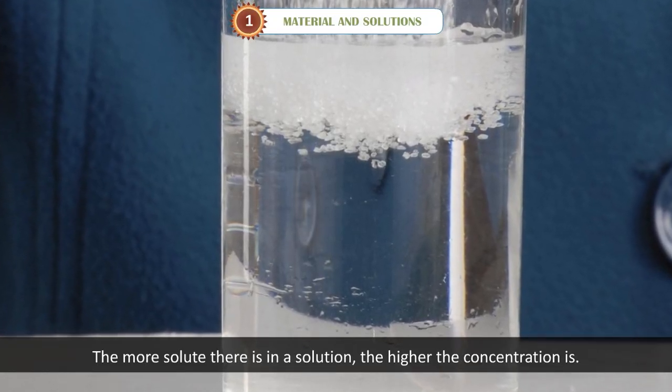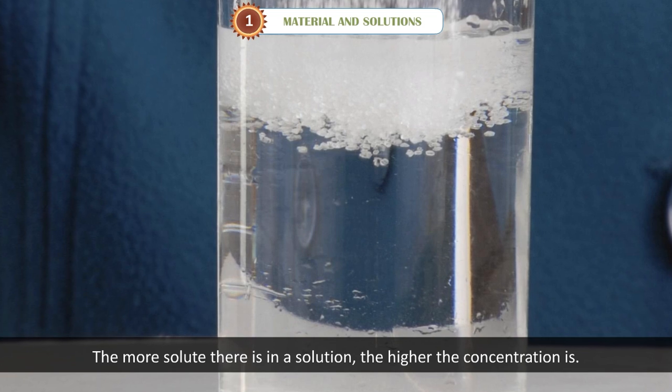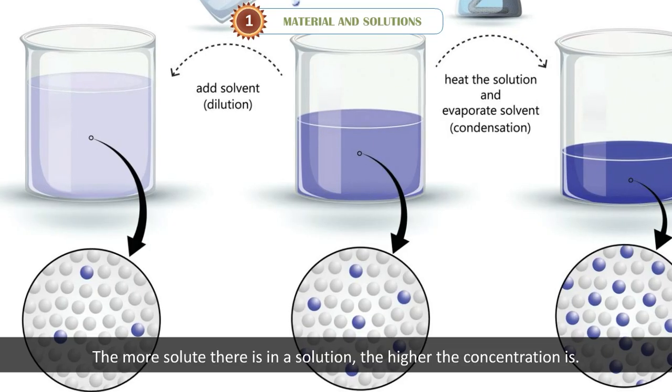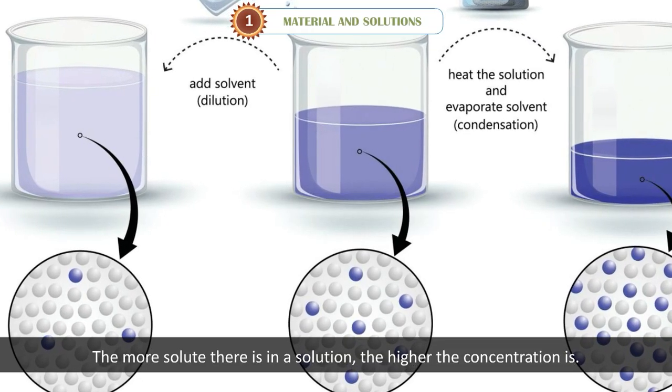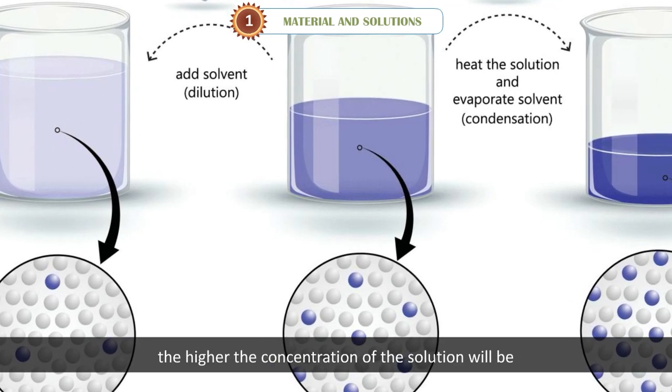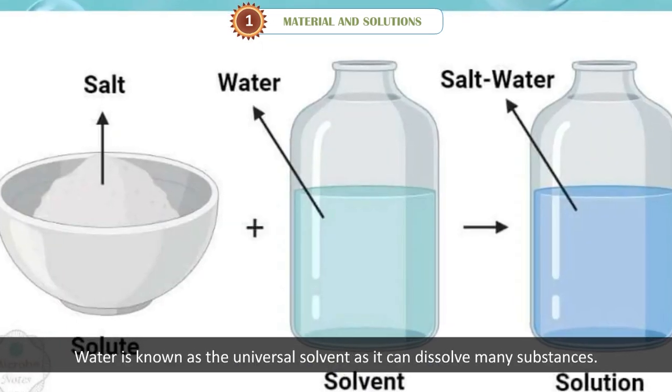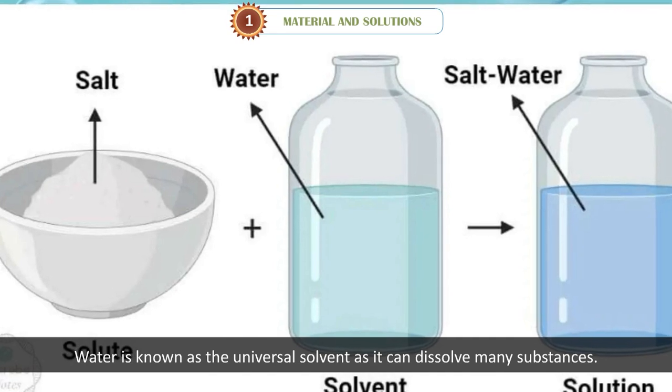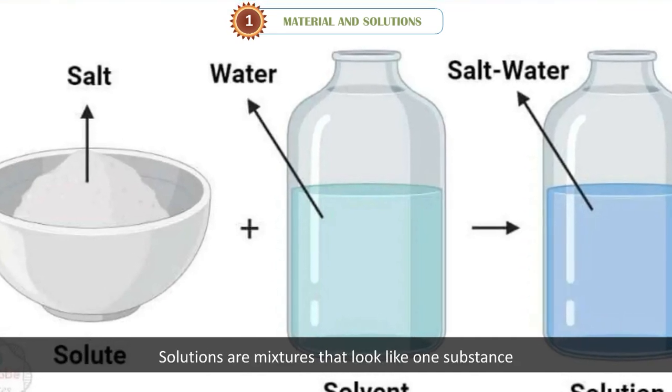The more solute there is in a solution, the higher the concentration is. Example: the more sugar solute added to water solvent, the higher the concentration of the solution will be. Water is known as the universal solvent as it can dissolve many substances.